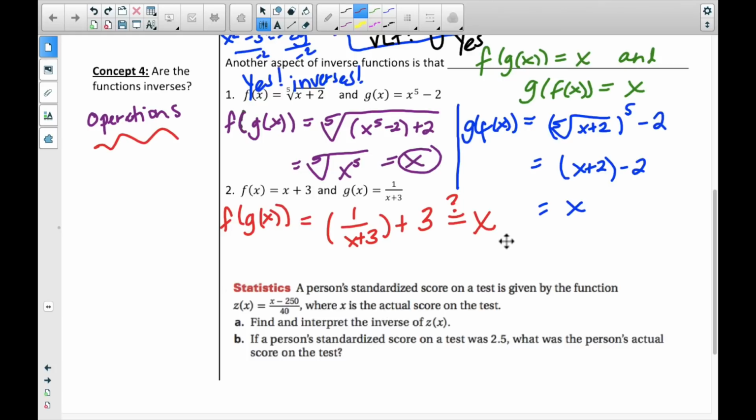Because if it equals x, it is an inverse. If it equals anything else, it is not an inverse. Does this look to you like it's going to simplify down to x? No, it's not. There's just no way to do that.